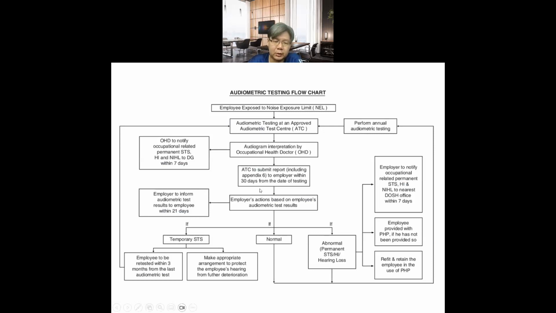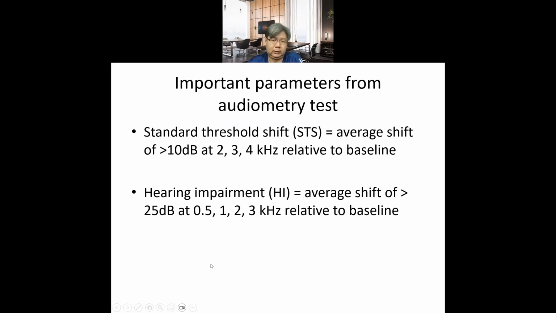So I think this one you can read yourself. Some of you know already. I won't go through it. There are two important things in terms of the audiometry test: the standard threshold shift and hearing impairment. These two are important parameters.